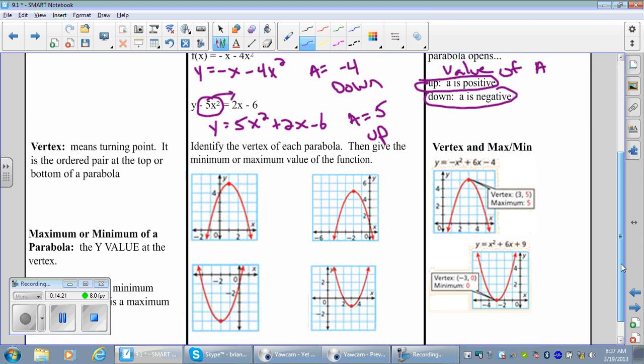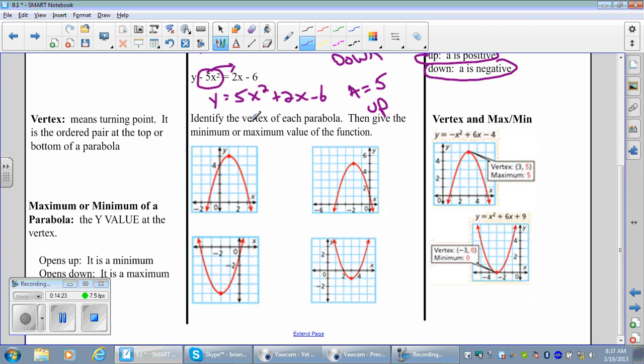Now, let's look at this idea of vertexes. Vertex just means a turning point. So right here is clearly the turning point. Well, what is the vertex? What is that ordered pair? That's 1, 5.